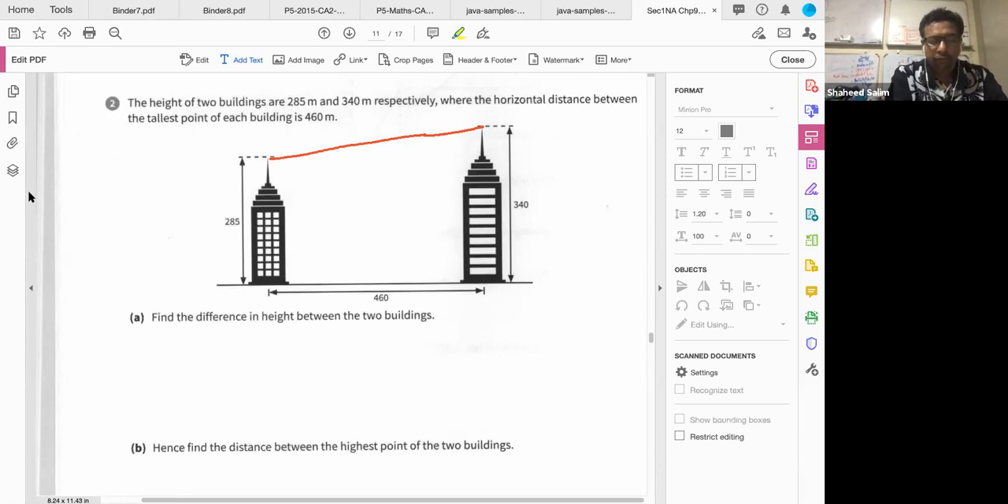Okay, Ryan, your 55 is correct. So remember now, you have to square 460. You have to square 55. You have to square it. Remember? Then once you get the answer, you must square root it. Don't forget that.